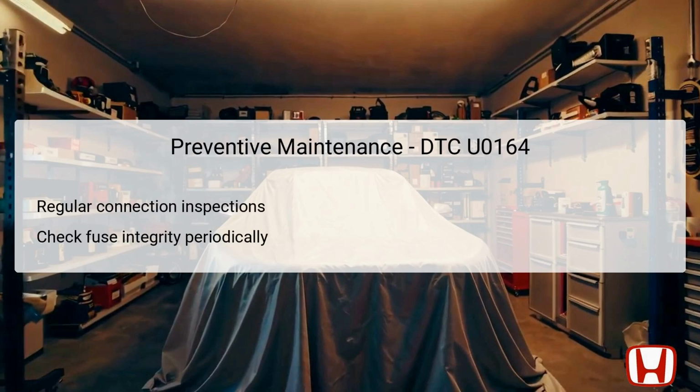Preventive maintenance for the components implicated in DTC U0164 can greatly reduce the likelihood of future issues occurring. Regular inspections of electrical connections, particularly at various control units, can help catch potential problems before they lead to symptoms or fault codes. Cleaning and securing these connections helps ensure reliable communication among components. Additionally, checking the integrity of fuses related to the climate control unit can help prevent unexpected failures.